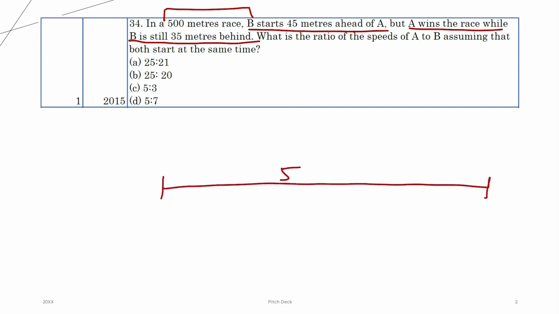Okay, so this is a 500-meter race where there are two people, A and B. Let's say this is A and this is B, right? What has happened? B started 45 meters ahead of A. So this is where B is, this is where A is at the start of the race. I hope it is clear.